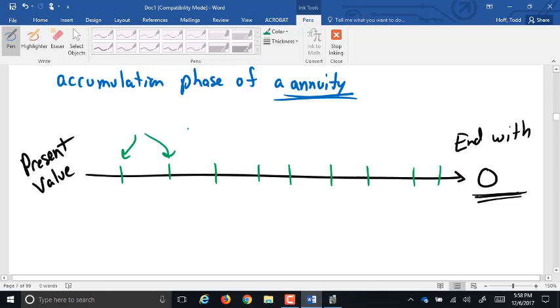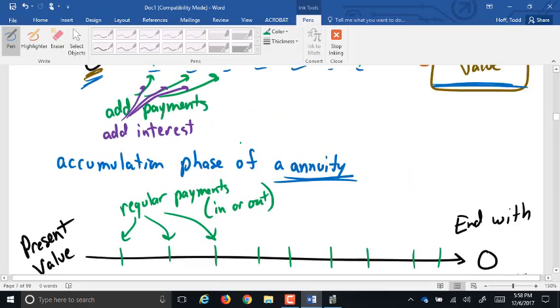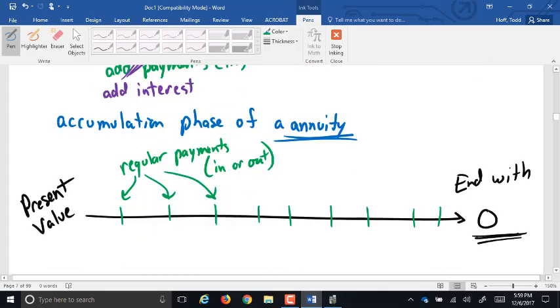There's either regular payments. These regular payments may be in or out. I'll explain what I mean by that in a little bit. Up here, those regular payments, it's always adding payments. Those are always being paid into the fund. Down here, those regular payments may be paying in or out. I'll tell you what I mean by that. And then, of course, we also add interest on a regular basis.